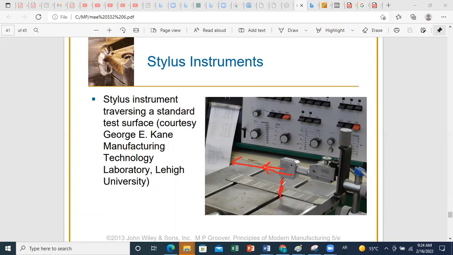And this motion will be transmitted electronically to be converted to a profile, showing how your stylus is moving. This will be represented by a signal, by a profile, on a computer. And then you can determine the profile of roughness and measure it using the integral procedure. So this is a stylus instrument used in an important university lab.